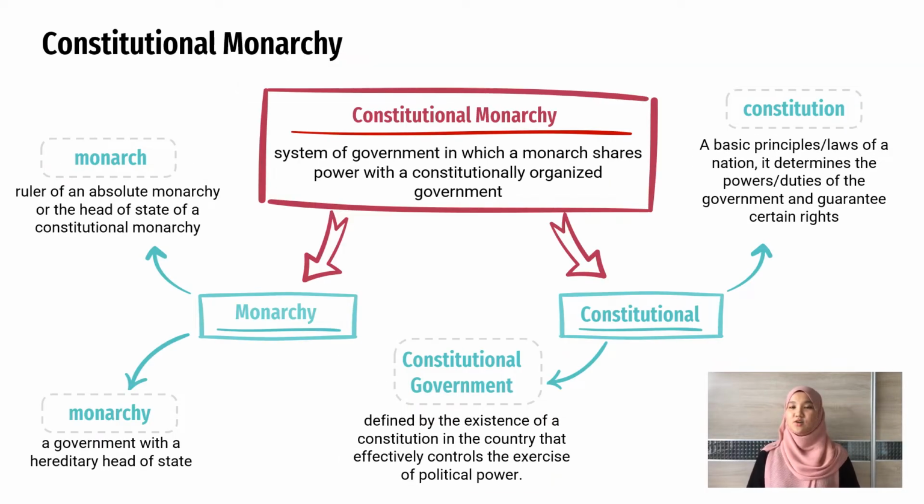Firstly, what is constitutional monarchy? It is a system of government in which a monarch shares power with a constitutionally organized government. Their powers are limited and subject to the constitution.